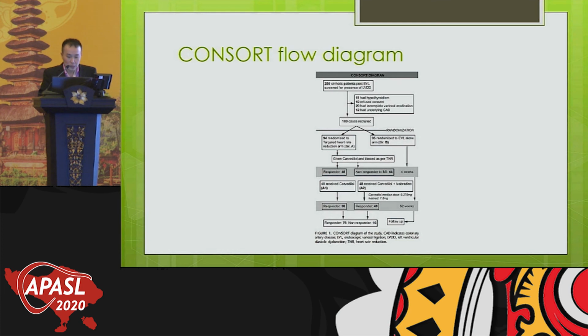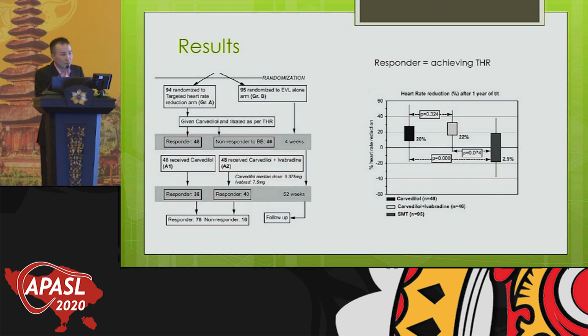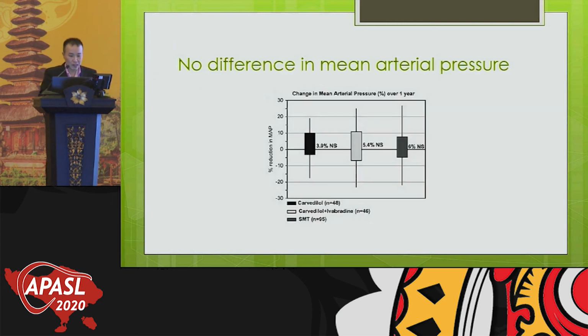So when we look at the results of this study, and as I said, I'll be finishing shortly, if we look at the heart rate reduction after about a year of treatment, we can see that certainly the use of beta blocker and ivabradine was more effective in achieving a targeted heart rate reduction compared to standard medical therapy. The next slide, very important here: there is no change in mean arterial pressure between the groups, carvedilol and ivabradine, and standard medical treatment.